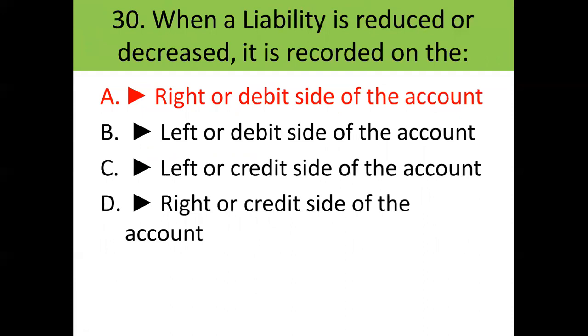When a liability is reduced or decreased, it is recorded on the right or debit side of the account, because it is a liability. When it increases, it will be recorded on the left or credit side of the account. And when it is decreased, it will be recorded on the right or debit side of the account.